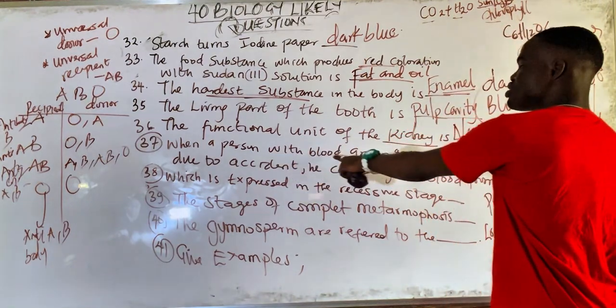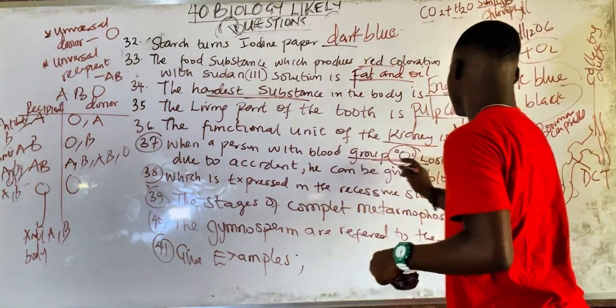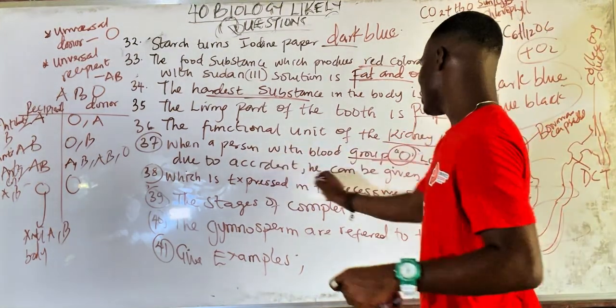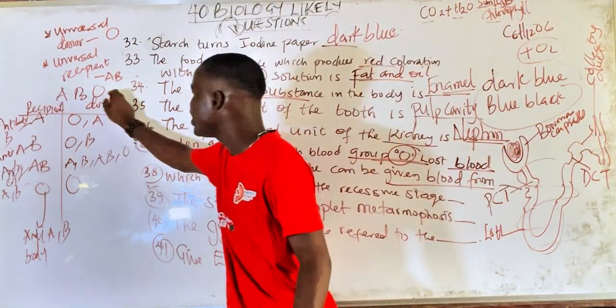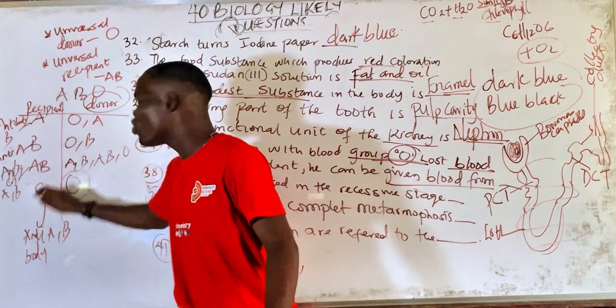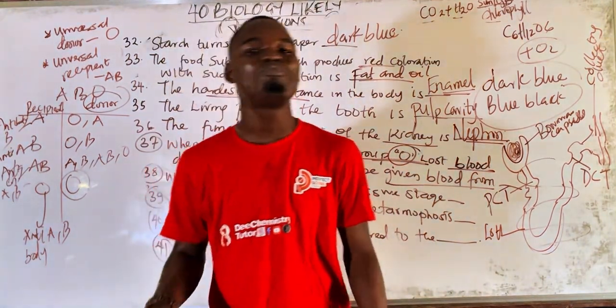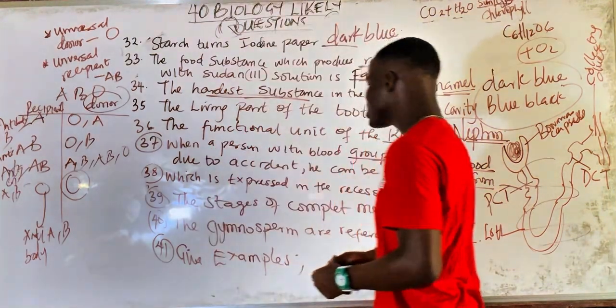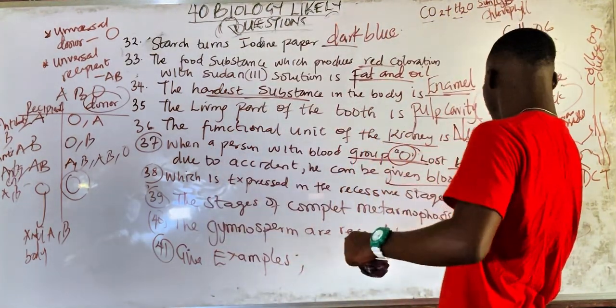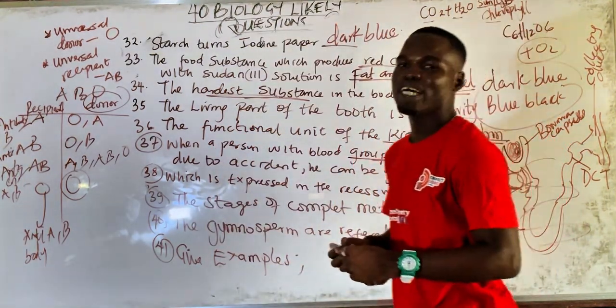Look at this question. A person with blood group O lost blood due to an accident. He can be given blood from what? Looking at the donors, the only one that can give him blood is O, not B, not AB. So the answer to this question is blood group O. But let's say the person is AB.